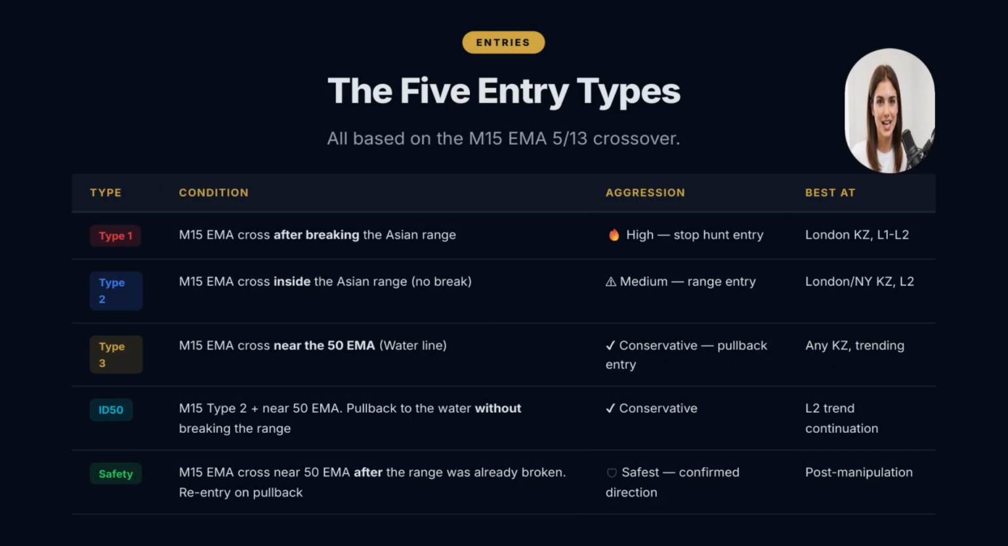There are 5 entry types, all triggered by an EMA 513 crossover on M15. Type 1 is the most aggressive. Price has broken the Asian range and crosses back. Type 2 is inside the range. Type 3, ID50, and safety all involve the 50 EMA. The indicator detects all of these automatically on both the chart and the scanner.